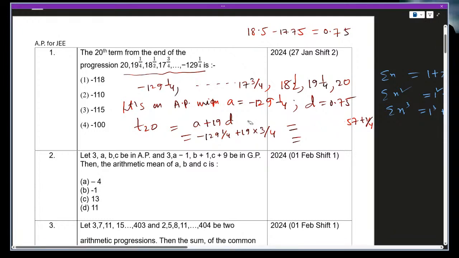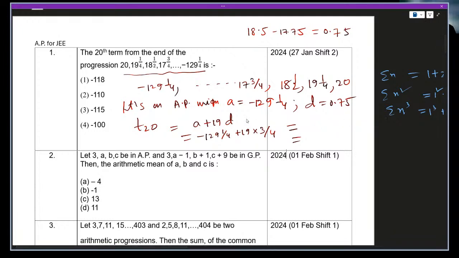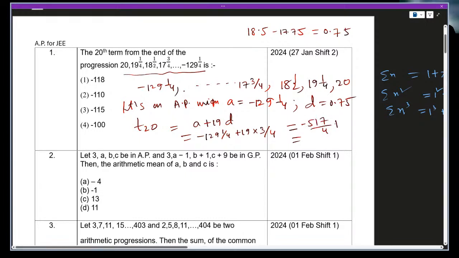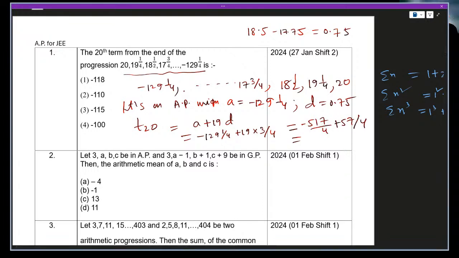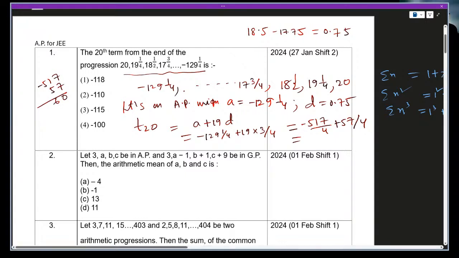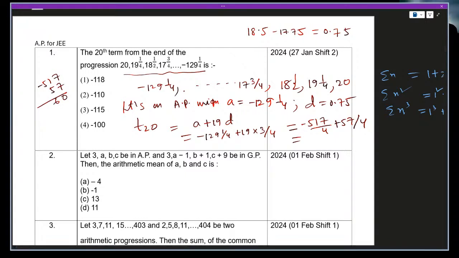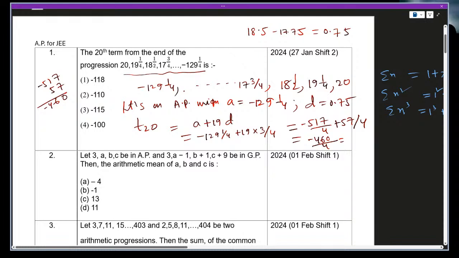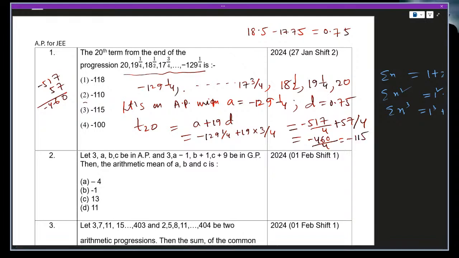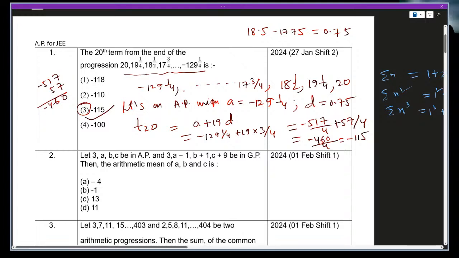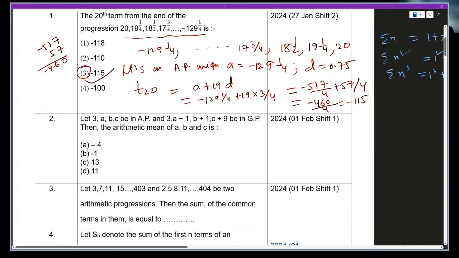Achha, this calculation, you just do it in this manner too. 129 1/4, this multiplication is coming minus 517/4 plus 57/4. How much is coming? Just check. Minus 460 by 4, that is, 115 minus 100. So you have done the simplest problem. They have asked it in 2024. Go for the next one.